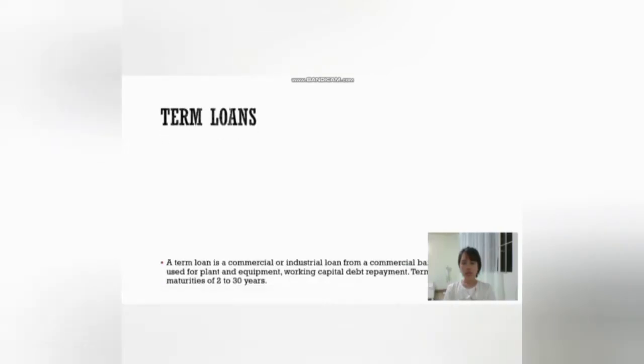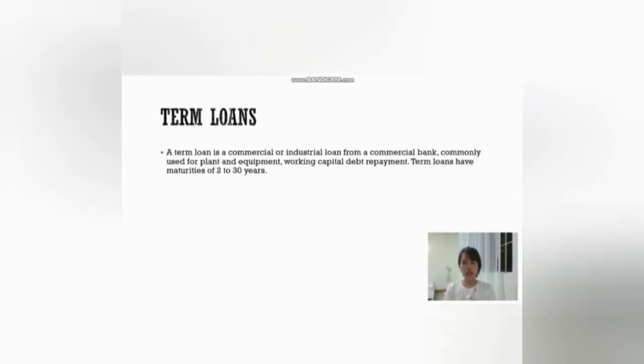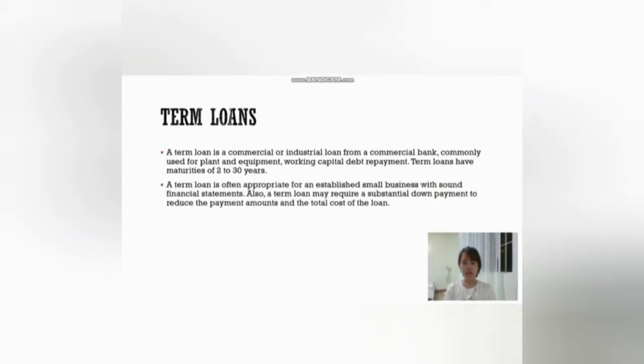Term loans. A term loan is a commercial or industrial loan from a commercial bank commonly used for plant and equipment, working capital, and debt repayment. Term loans have maturities of 2 to 30 years. A term loan is often appropriate for an established small business with sound financial statements. Also, a term loan may require a substantial down payment to reduce the payment amounts and the total cost of the loan.